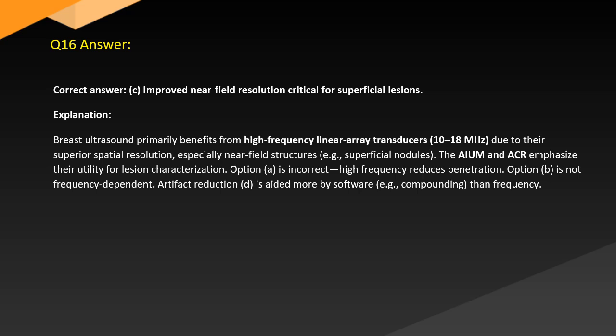Answer. Correct answer C. Improved near-field resolution critical for superficial lesions. Explanation. Breast ultrasound primarily benefits from high-frequency linear array transducers, 10-18 MHz, due to their superior spatial resolution, especially for near-field structures, e.g. superficial nodules. The AIUM and ACR emphasize their utility for lesion characterization. Option A is incorrect. High frequency reduces penetration. Option B is not frequency dependent. Artifact reduction, D, is aided more by software, e.g. compounding, than frequency.